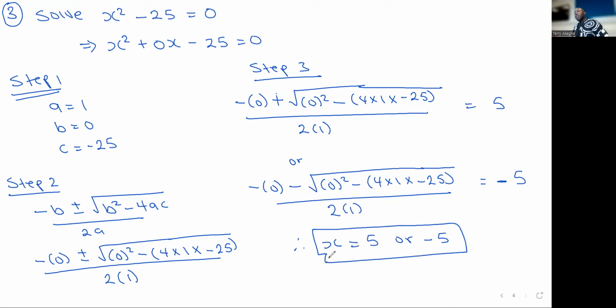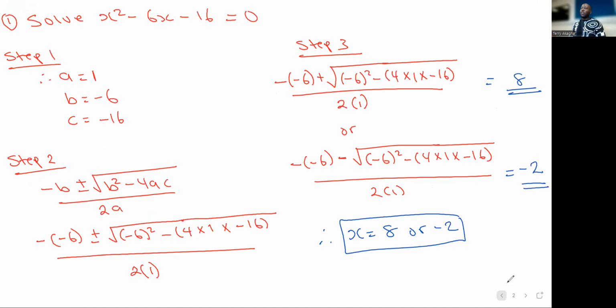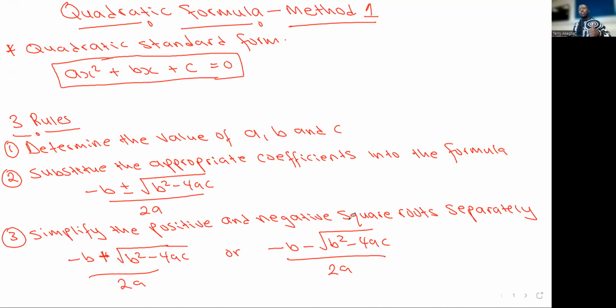So that is that for the formula method that we just finished talking about. The key thing to keep in mind is that when you're doing the formula method, the first thing to do is to determine the value for A, B, and C. When you've done that, you substitute it into the formula. Then you simplify, separate the positive and the negative, and then you solve. Is that okay? So that is that for that.